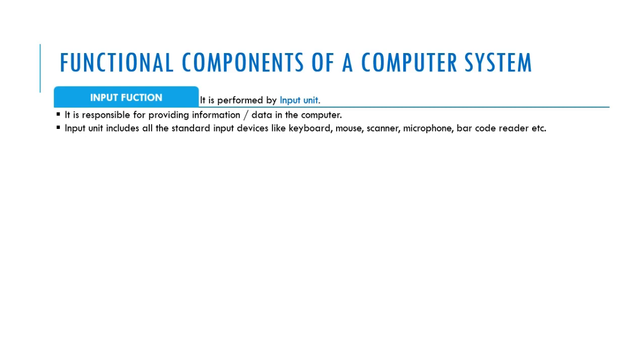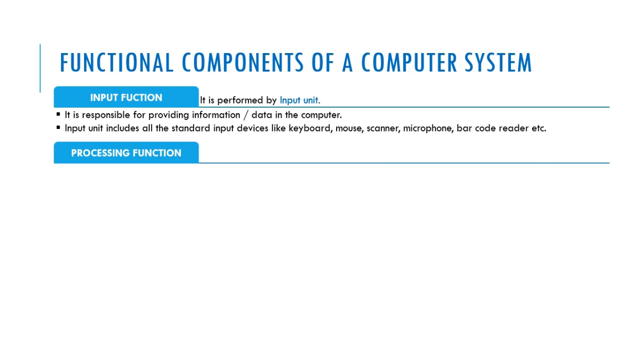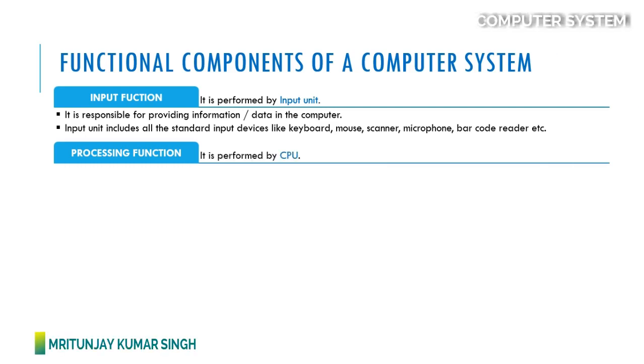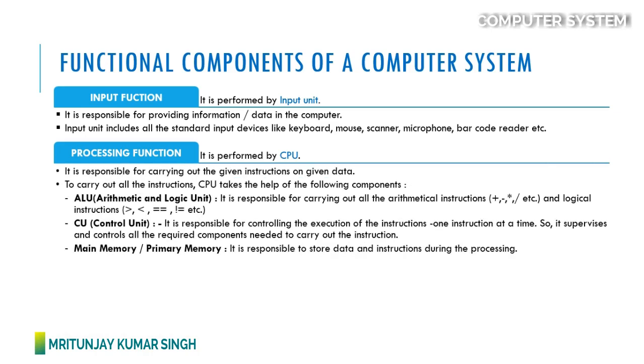The second is the processing. The processing function is performed by the CPU, and this CPU is responsible for carrying out the given instruction on the given data. To carry out all the instructions, the CPU takes the help of the following components. These components are the ALU, that is the arithmetic logic unit, and it is responsible for carrying out all the arithmetical instructions, including plus, minus, multiplication, division, as well as the comparison operators like greater than and less than.